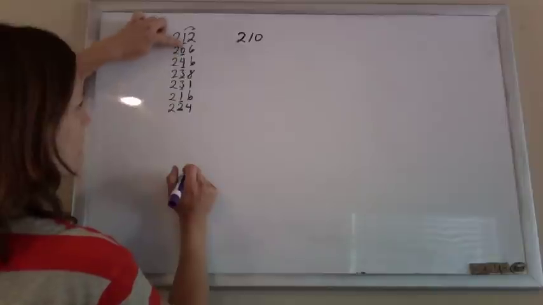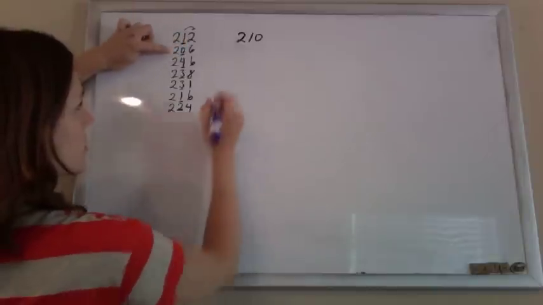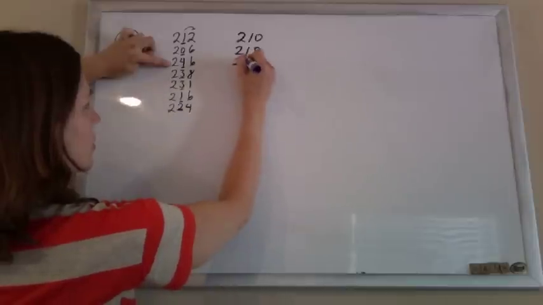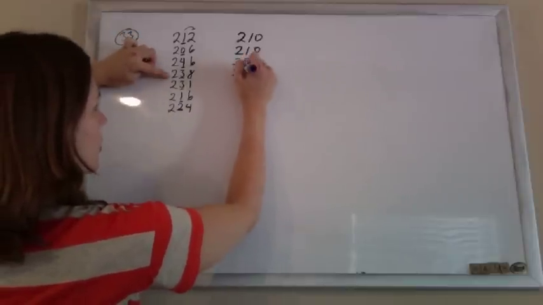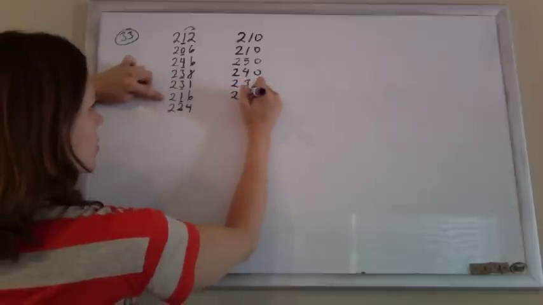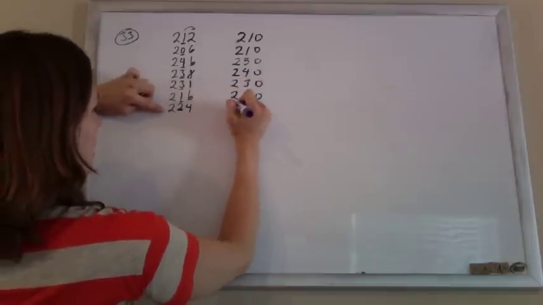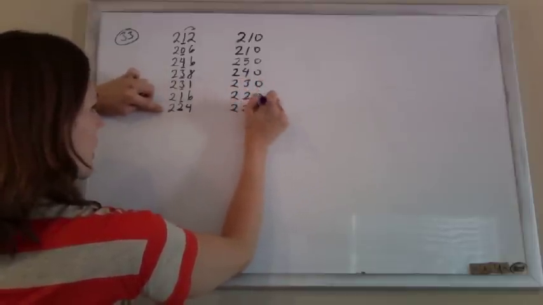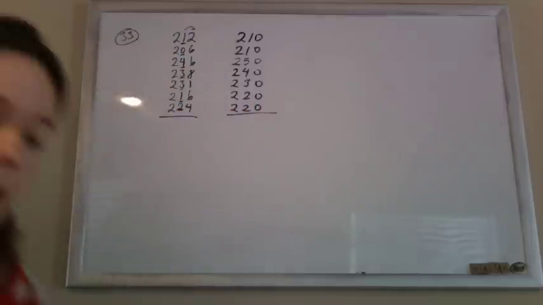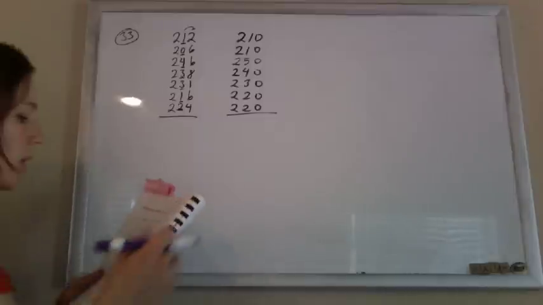206, so look at its neighbor, 6 is bigger than 5, so 206 is closest to 210. This is going to be 250, 240, 230, 220, and 220.